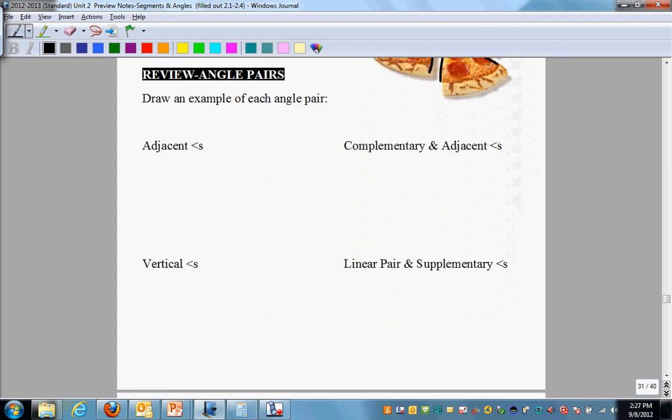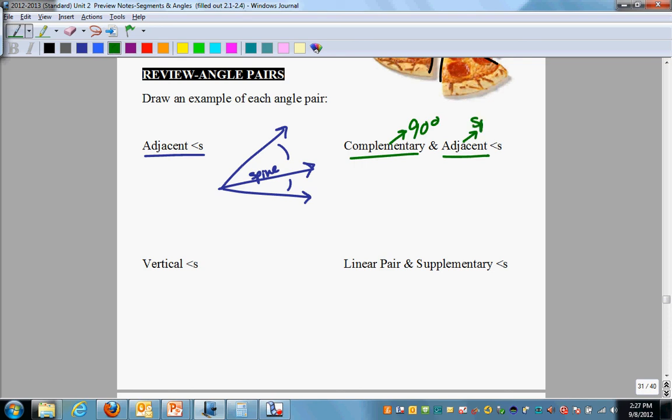First off, let's review some key words here. It says draw an example of each. We're going to draw a pair of adjacent angles. Adjacent angles means you share a spine. So there's your spine. If you have two angles that simply share a spine, these would be adjacent. If they're complementary and adjacent, complementary is 90 degrees. Adjacent means you have a spine.